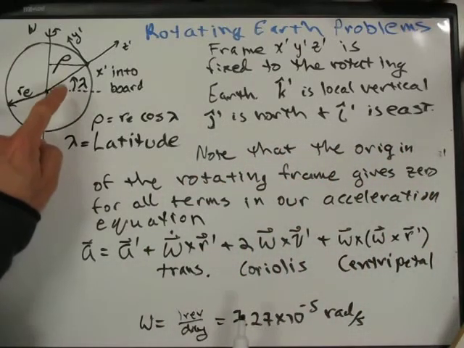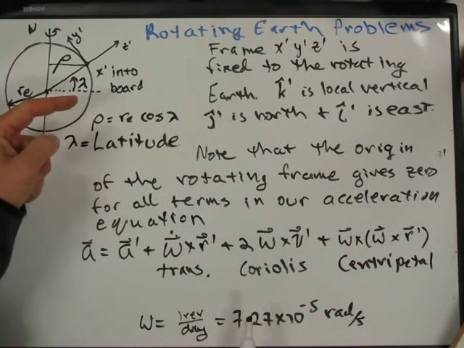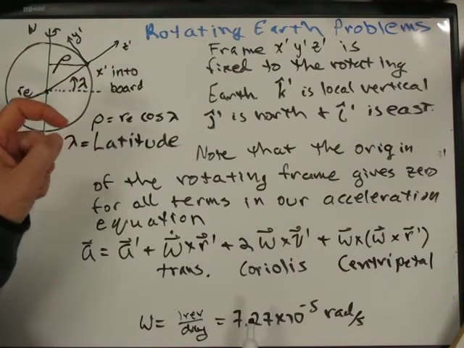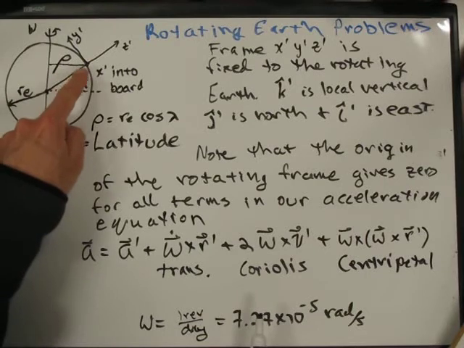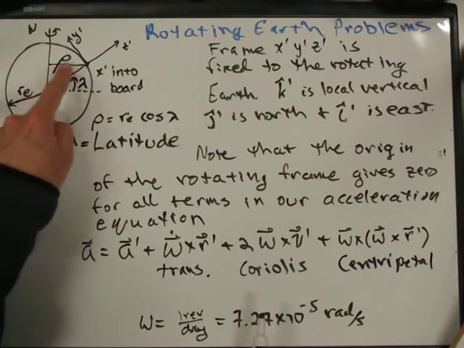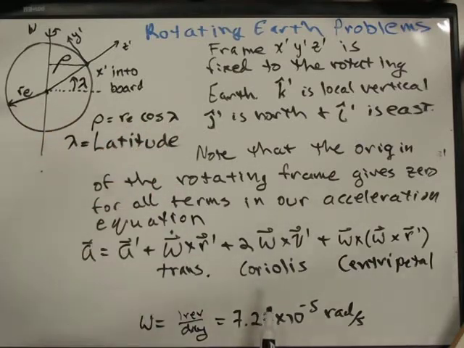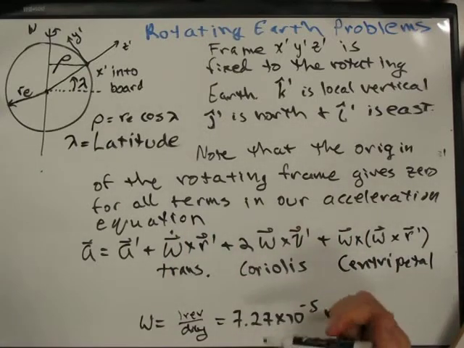That angle lambda is your latitude angle. In Oklahoma, that's about 35 degrees. Rho is your distance from the rotational axis, wherever you are. It's just rho equal to the radius of the Earth times cosine of lambda. That's your distance from the rotational axis.